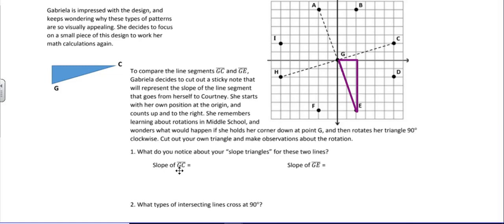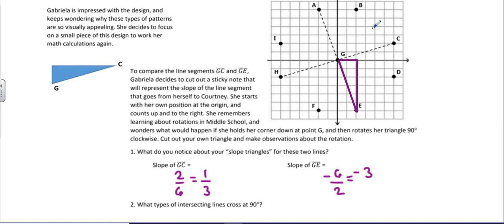Now question 1 asks, what do you notice about your slope triangles for these 2 lines? So the slope of GC was up 2 and over 6, which would simplify to 1/3. The slope of GE is down 6 and over 2, which would simplify to negative 3. There's an interesting relationship here. We rotated the triangle 90 degrees, and the segment that was on GC landed perfectly on GE. So we know that we have 2 line segments that cross at 90-degree angles.